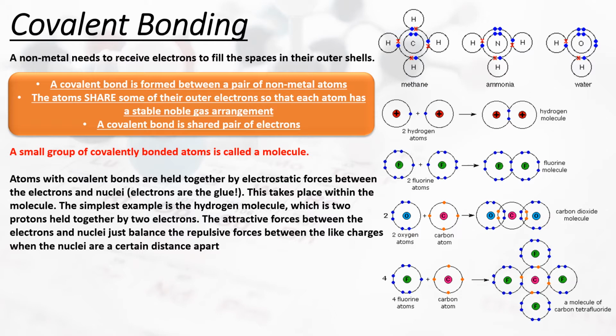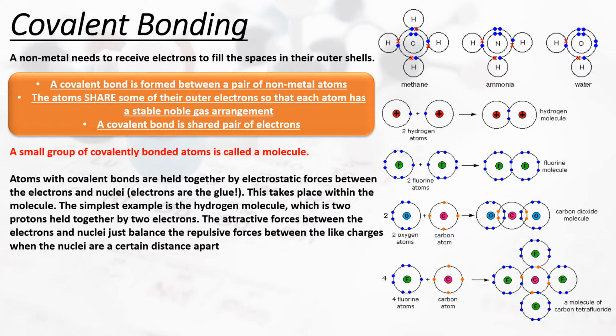Now, if we have a small group of covalently bonded atoms, this is called a molecule. And the atoms with covalent bonds are also held together by electrostatic forces. The electrostatic forces are between the electrons and the nuclei of the different atoms. Essentially, the electrons you can think of as being the glue between all the different atoms. And this takes place within the molecule.